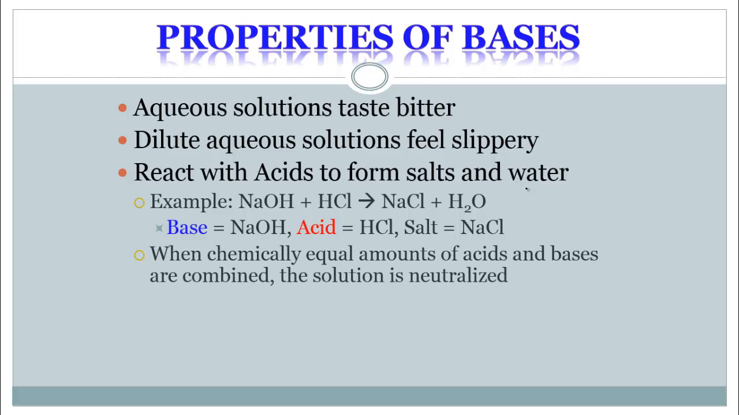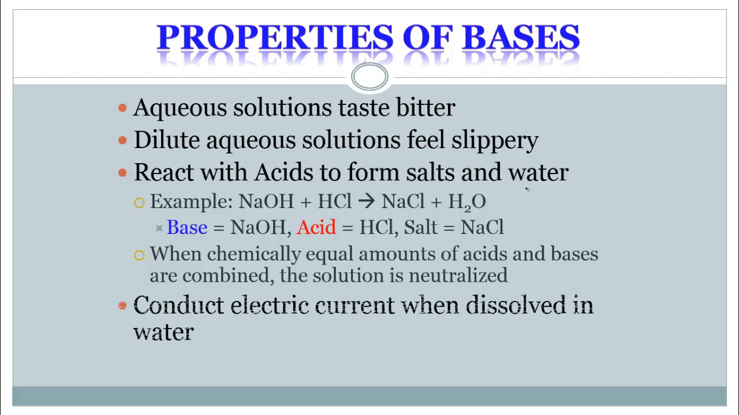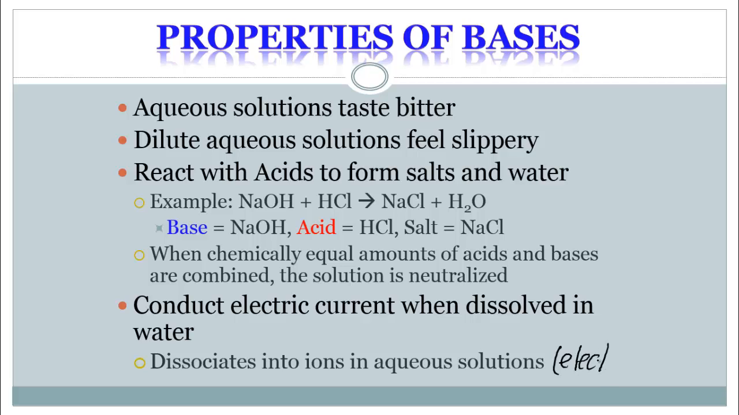Again, when chemically equal amounts of acids and bases are combined, our solution is neutralized. Bases also conduct electric current when dissolved in water, because again, they will dissociate into ions when put in the water. When they do this, again, they are called electrolytes.